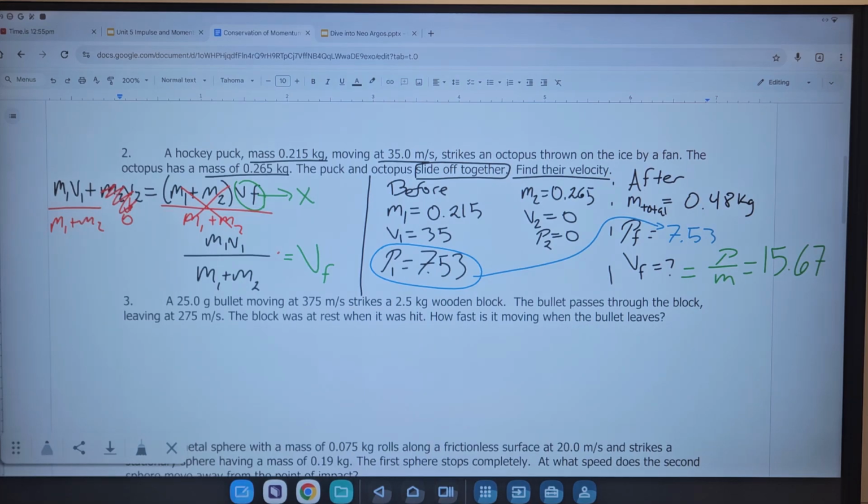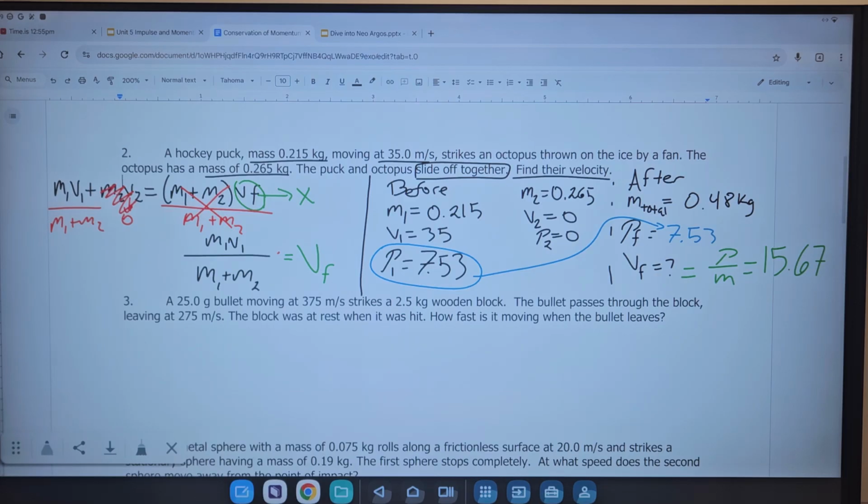But yeah, I've shown you the three methods. Method 1, isolate for the final velocity and then plug in afterwards. Method 2, type in the equation you want to use anyway into Desmos, and whatever variable you do not know, just make it an X. And last but not least, let's say we're in desperate times, look at before the collision and after the collision, and then figure out what's going on.